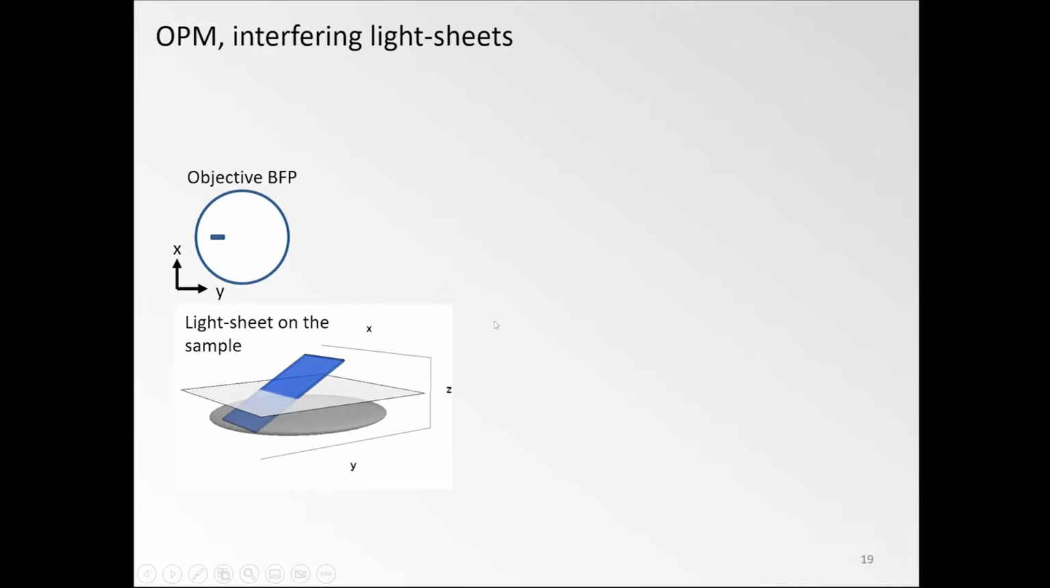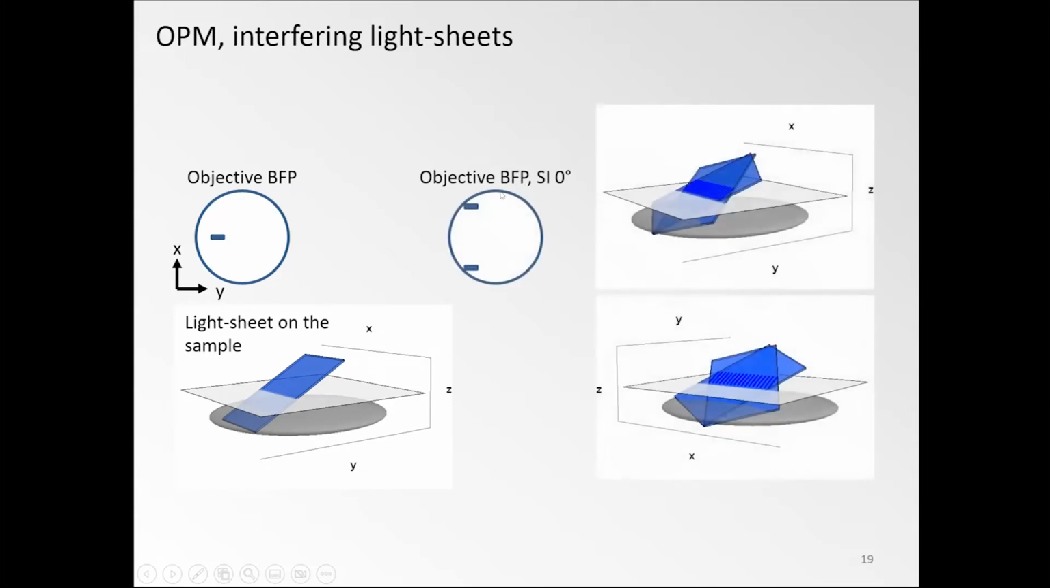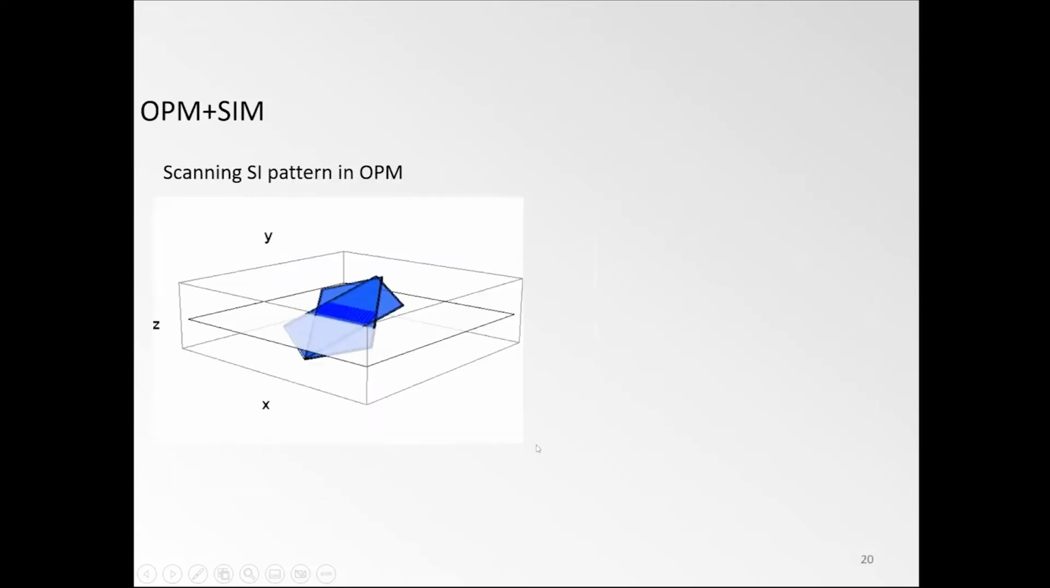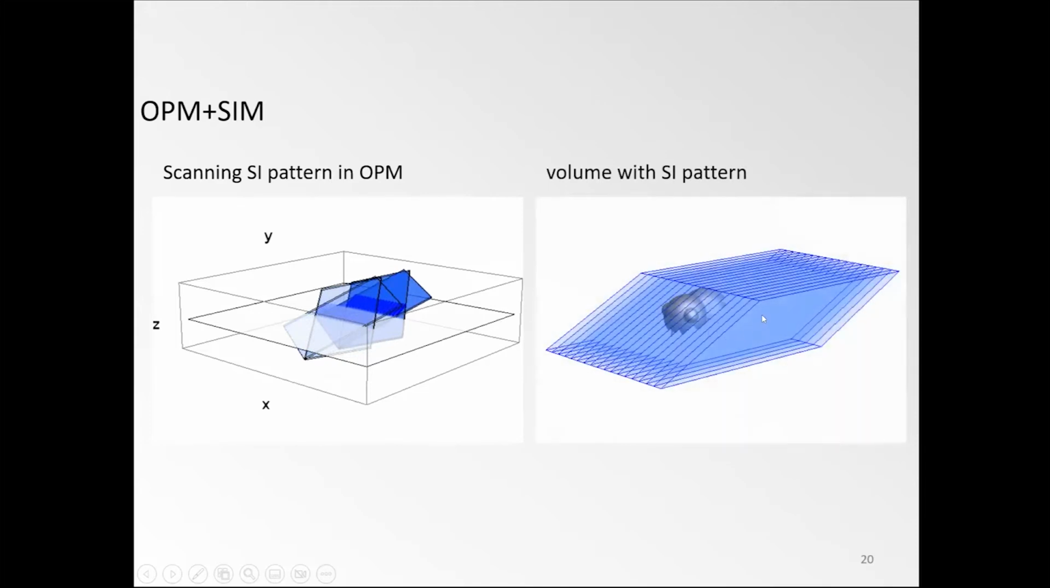And for the structured light sheet, we essentially use two line segments at the very edge or the periphery of the pupil. And they would essentially create two light sheets that propagate in the same plane, but are angled to each other. And when they're coherent, they would form this interference pattern. And then in the OPM geometry, we can scan them with the Galvo, and as such, acquire a volume, or more precisely, a parallelepiped volume of the sample under structured illumination.